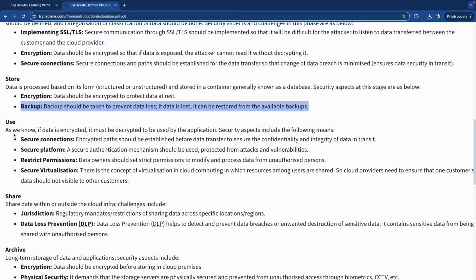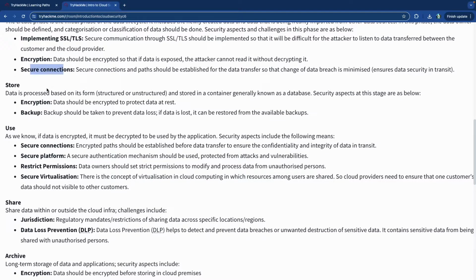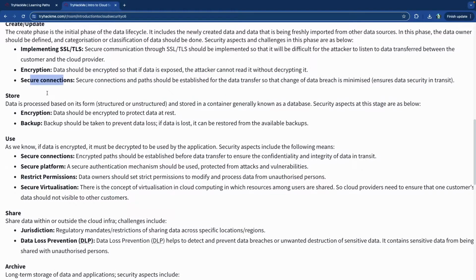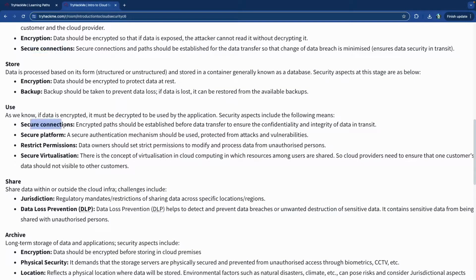And then you have the usage of the data. So if the data is encrypted, it has to be decrypted so that it can be used by some kind of an application. So the secure connection comes back into play. Notice how we had secure connection on the creation and updating of data. Now we're looking at secure connection so that we can have a good path of communication before the data is transferred or used, and the confidentiality and the integrity of the data is ensured.